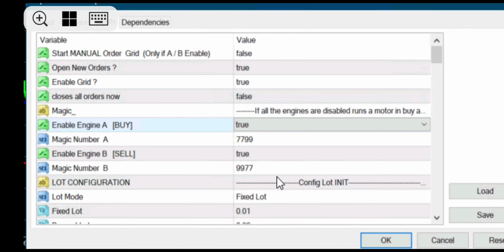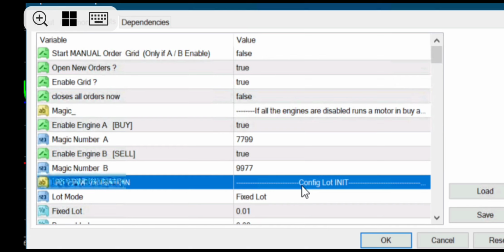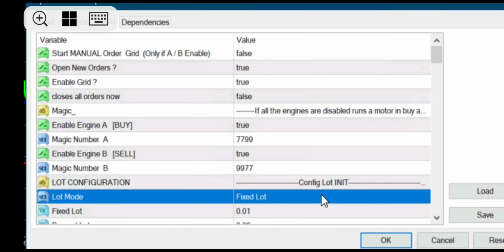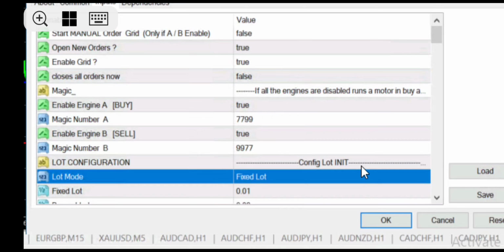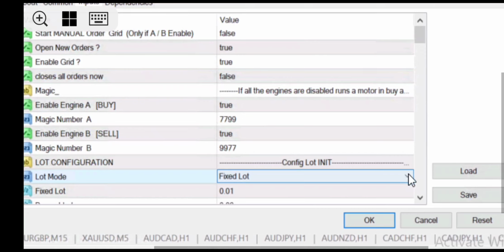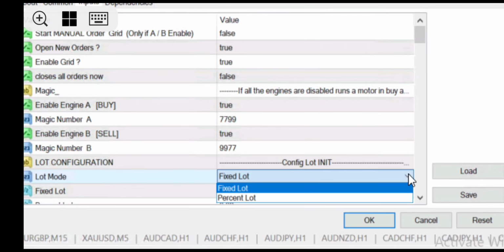Now we have the lot configuration. This is simply the lot mode. The lot mode is asking, do you want a fixed lot or a percentage? When we say a fixed lot, let's say I want to use 0.10, it will only be starting each position with 0.10. But if I say a percentage of my lot, this means whatever percentage I set, the EA calculates the percentage of my account, of my balance.